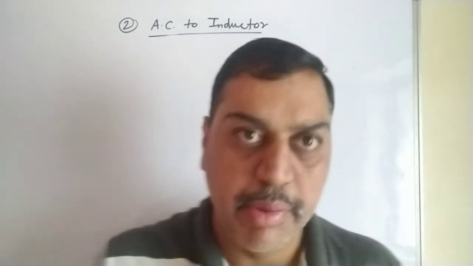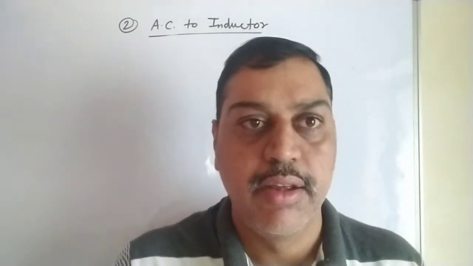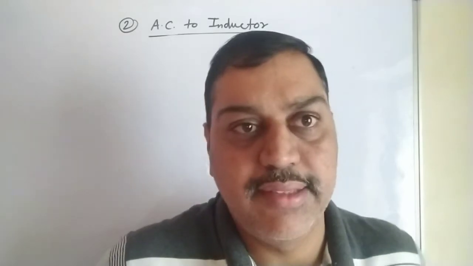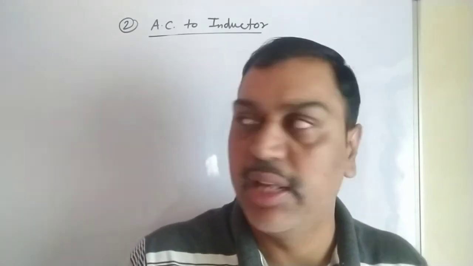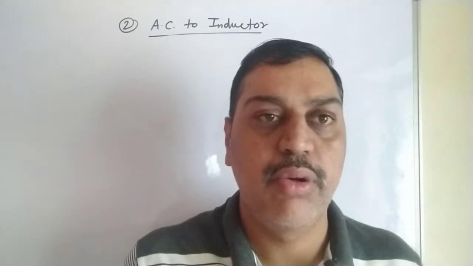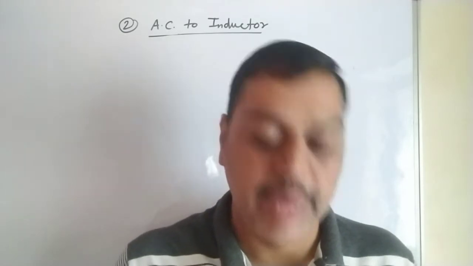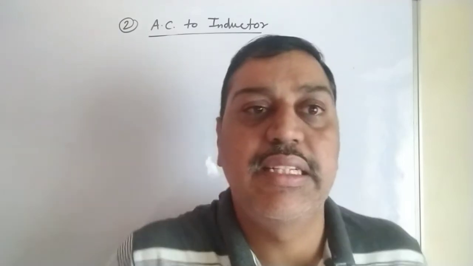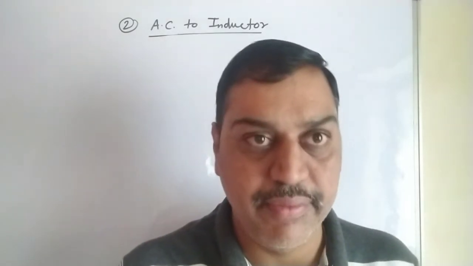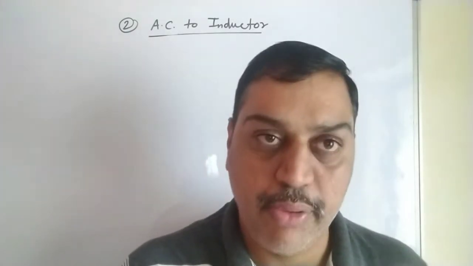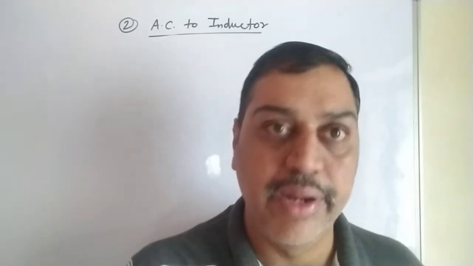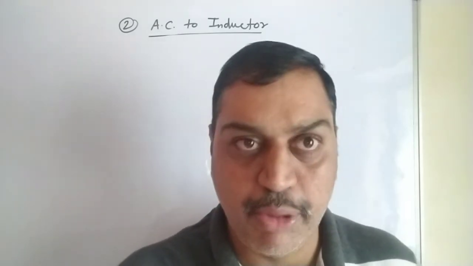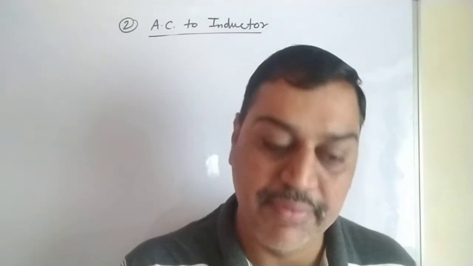Hello students, if you remember, in the last period we started a new chapter, AC circuits. We saw what occurs when AC is applied to a resistor, and we found that EMF and current are in the same phase. They start at the same point, become maximum at the same point, and become minimum again at the same point. So we can say they are in the same phase.